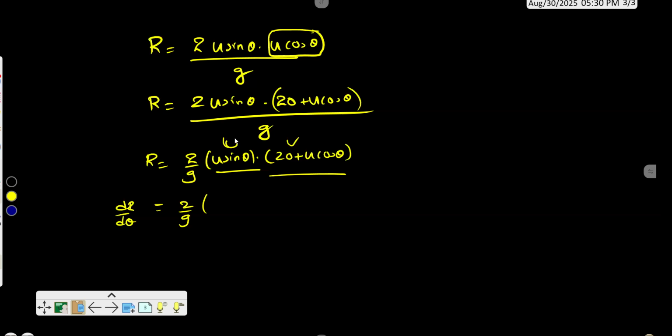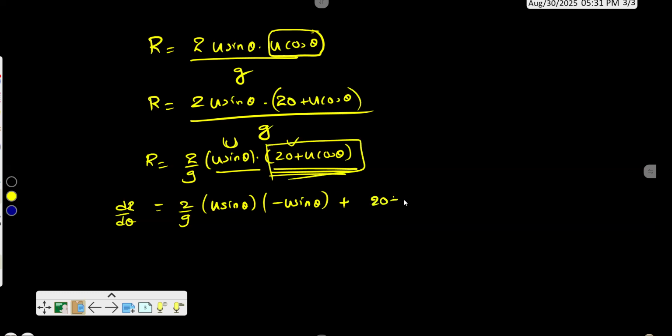First we'll differentiate u, keeping v as it is, then we'll differentiate v and keep u as it is, the same thing. Let me put u sine theta as it is and differentiate the second part. If I differentiate that, the 20 is going to go. That is minus u sine theta. Plus, I will keep this as it is and differentiate this.